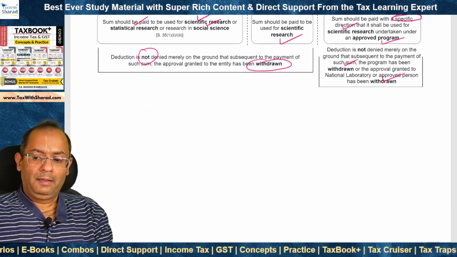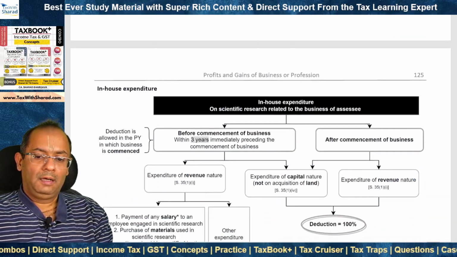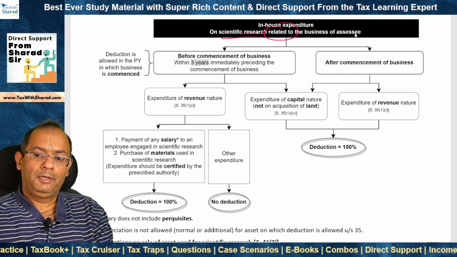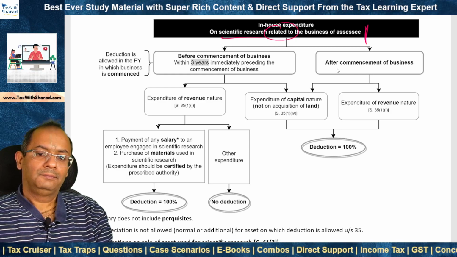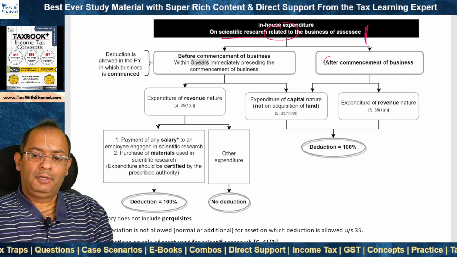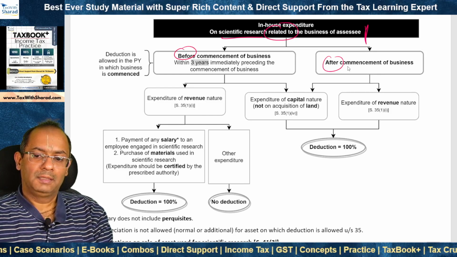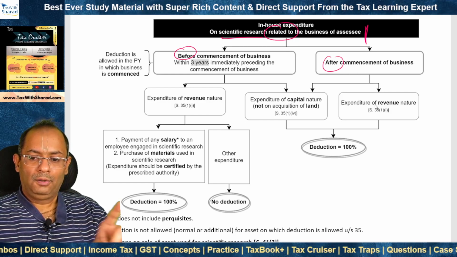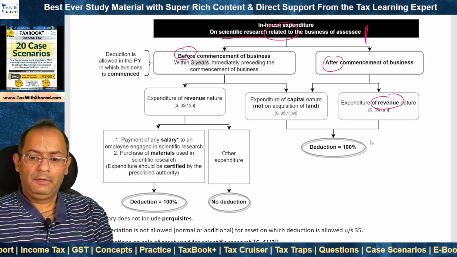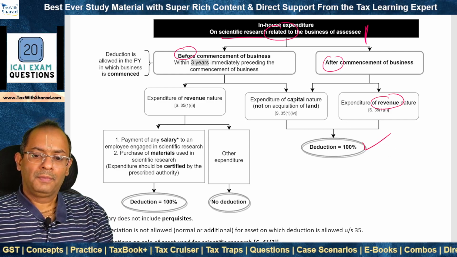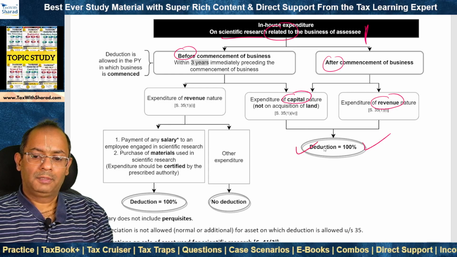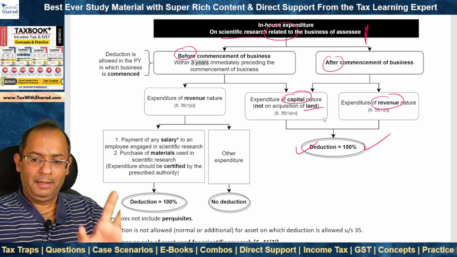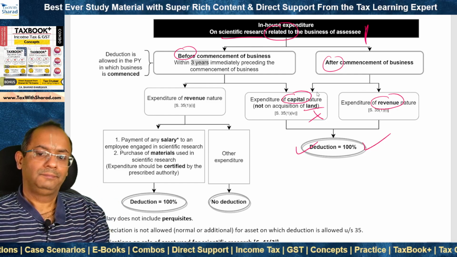Now we come to the second category, which is in-house expenditure. It should be on scientific research, but it should be related to the business of the assessee. This is the condition. It can be after commencement of business or before commencement of business. If such expenditure is after commencement of business, it can be either capital in nature or revenue in nature. If it is revenue in nature, 100% deduction is allowed. If it is capital in nature, then also 100% deduction is allowed. But deduction is not allowed in respect of acquisition of land. It is not allowed in respect of land.